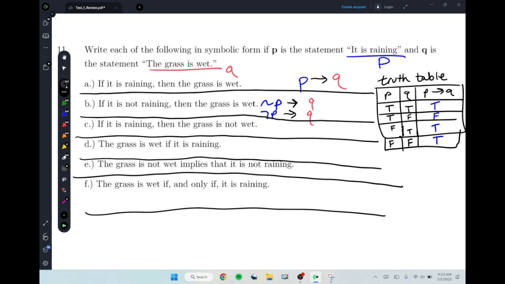If it is raining, so if it is P, then not Q.